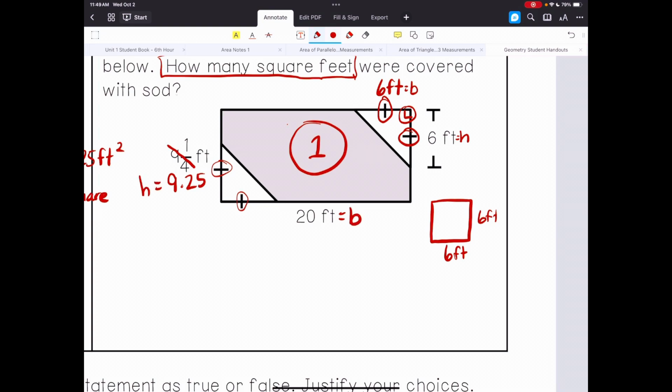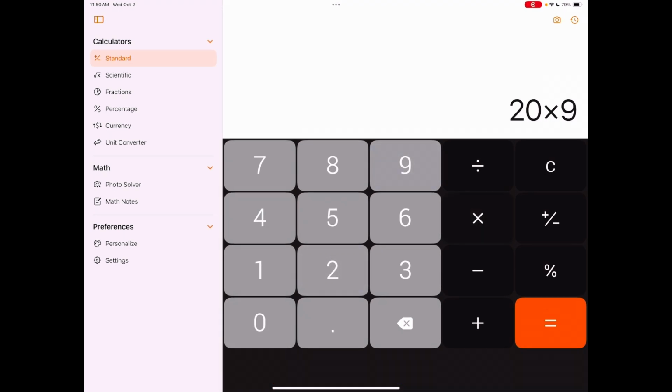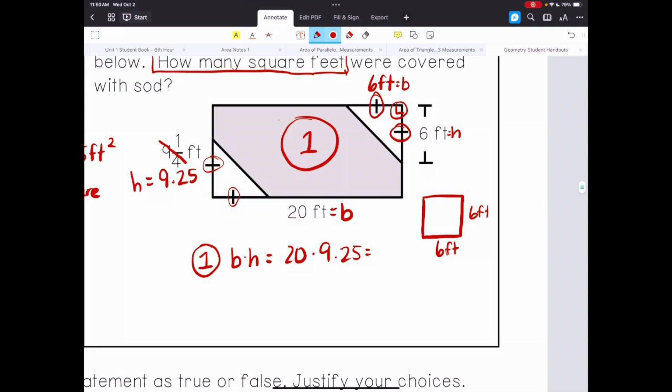Shape 1 is base times height, which is 20 times 9.25. So let's do that. 20 times 9.25, 185. And again, we're in feet squared. Our shape 2 is going to be that square that we made, and that's also going to be base times height. So we're going to do 6 times 6. That's a multiplication fact. 6 times 6 is 36.